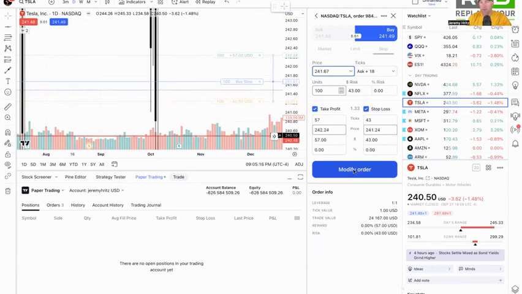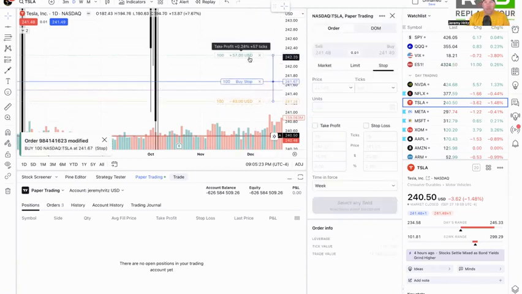And then it'll bring up, if you want to modify it to where you dragged it, you just hit modify. Then you can move your stop loss. You can move your profit taker, and just get in there and tinker around.